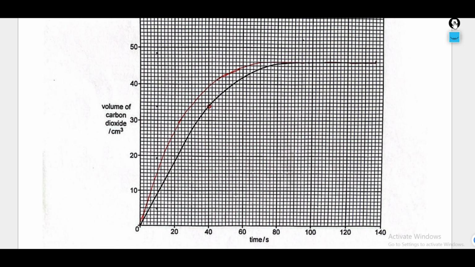So this line will be steeper when small pieces of particles are used, but the total volume of carbon dioxide will be the same. The graph will be steeper, but the total volume will be the same, because the rate of reaction is high when small particles have greater surface area, so the rate of reaction is high and the graph is steeper.